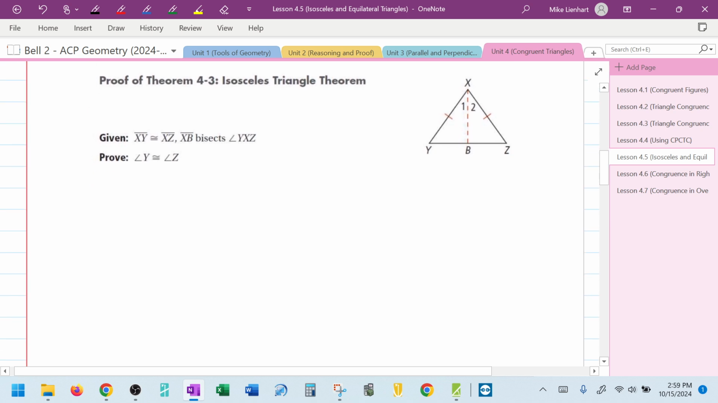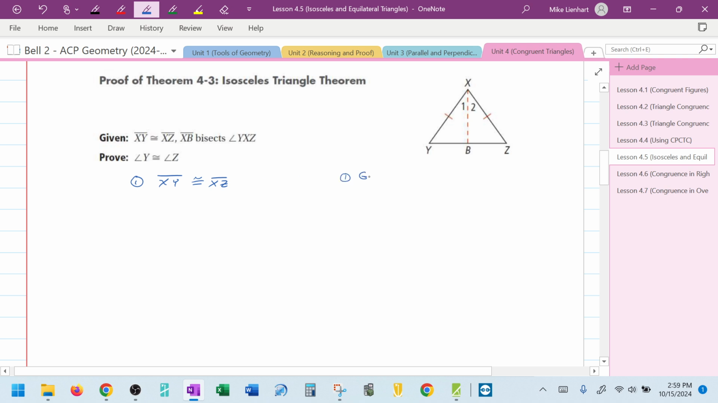All right, so this is a proof of that theorem. Step one, I'm going to start with the obvious, but before I start the proof, I'm looking in here saying, what do I see? I notice that there are two triangles formed by this line XB that they drew in the picture. So I'm going to start with what's obvious. I know in the picture and in the given, they tell me that XY is congruent to XZ. So I'm going to start with that.